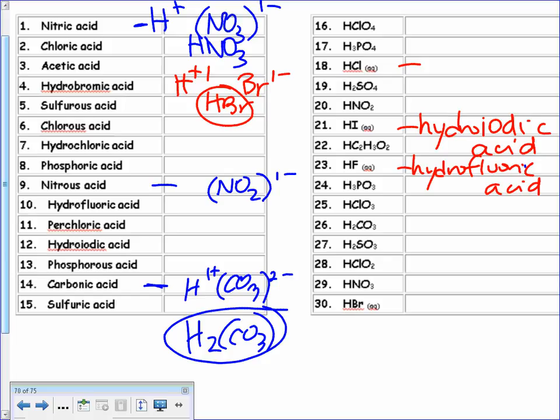Right, so the ate version has O3. And the ite version of nitrate, you drop an O, so it's nitrite with NO2. And then you still have your H plus. Okay, so what does that make when you put it together? HNO2 for nitrous acid.